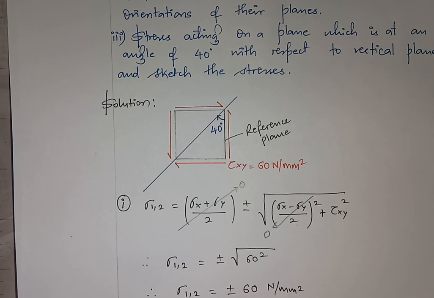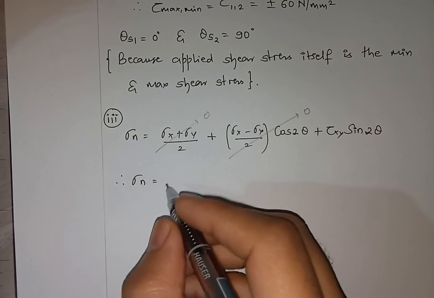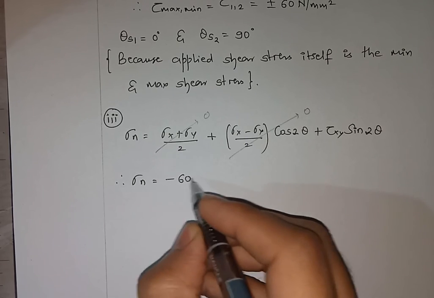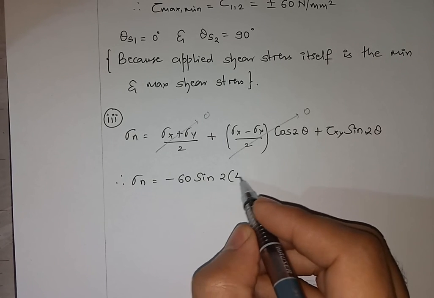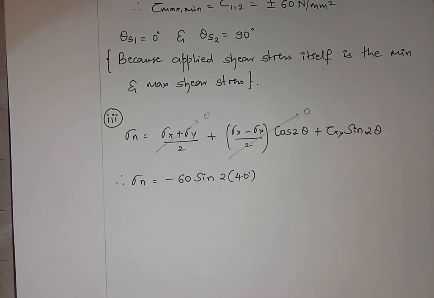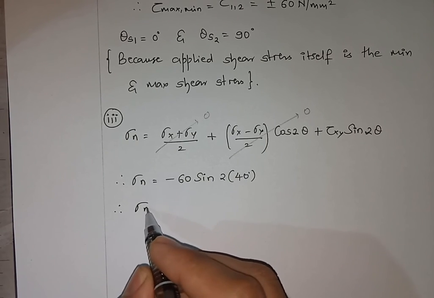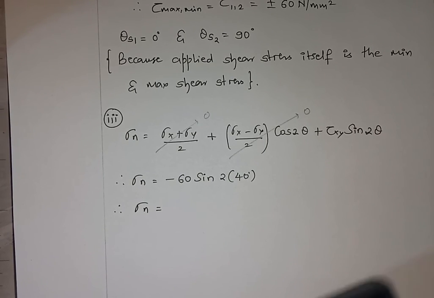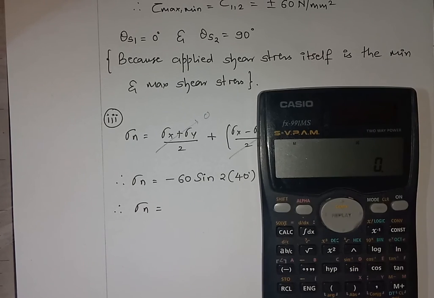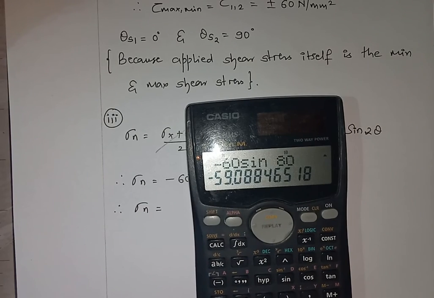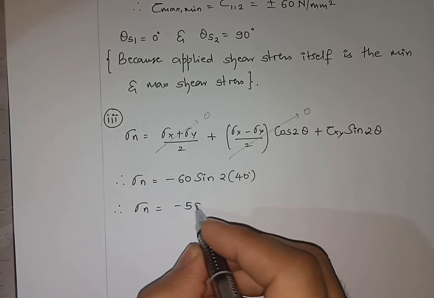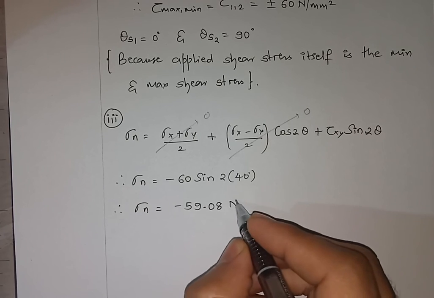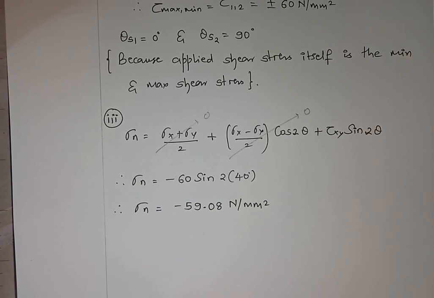So now I will substitute the values. By substituting the values, we will be getting tau xy is minus 60 into sine of 2 into theta, theta is positive. So therefore sigma n value, let me check out what is the value of sigma n. So it is minus 60 sine of 80. So minus 59.08 Newton per mm square, right?